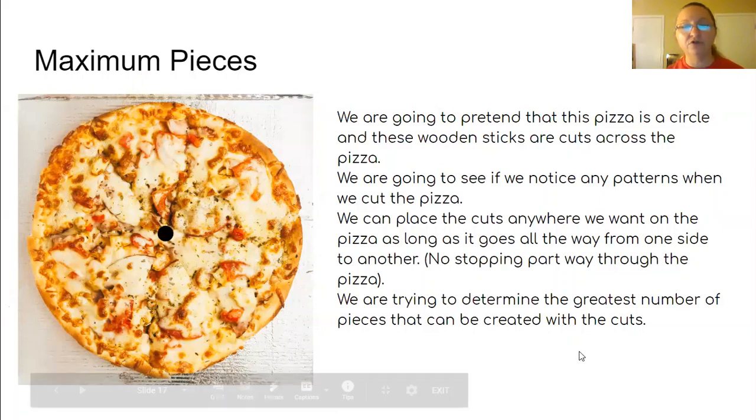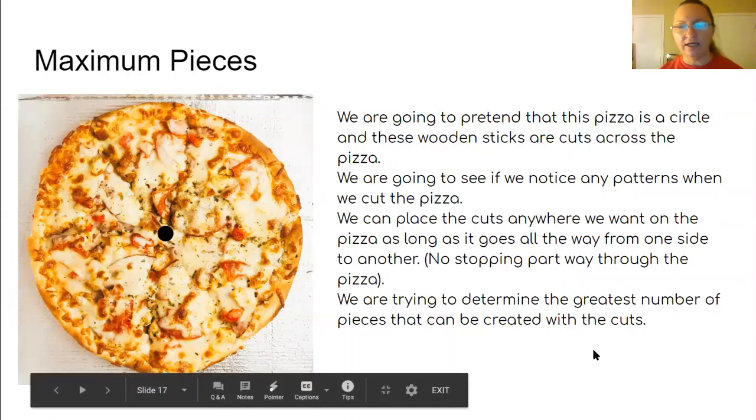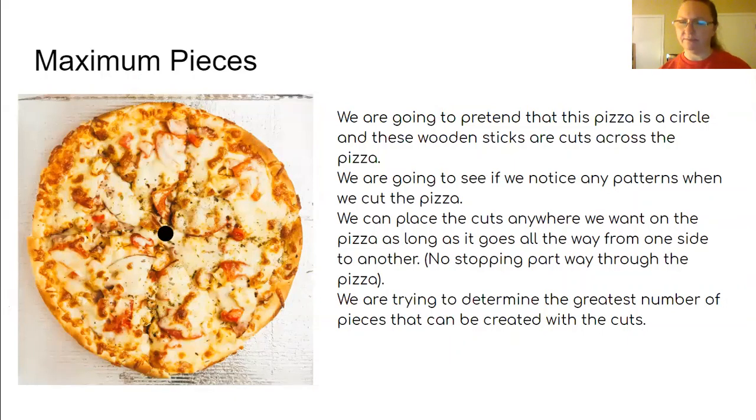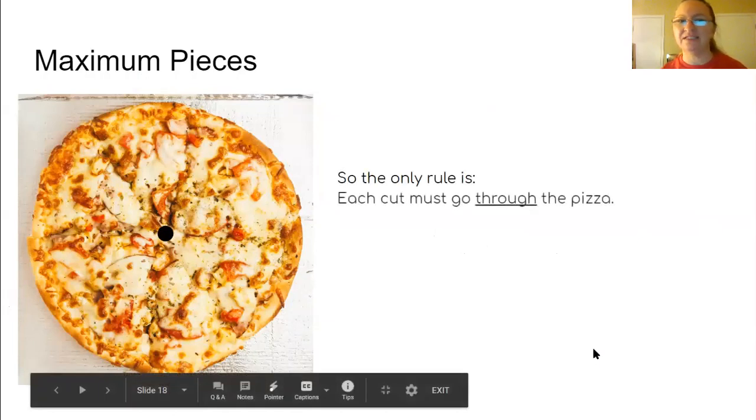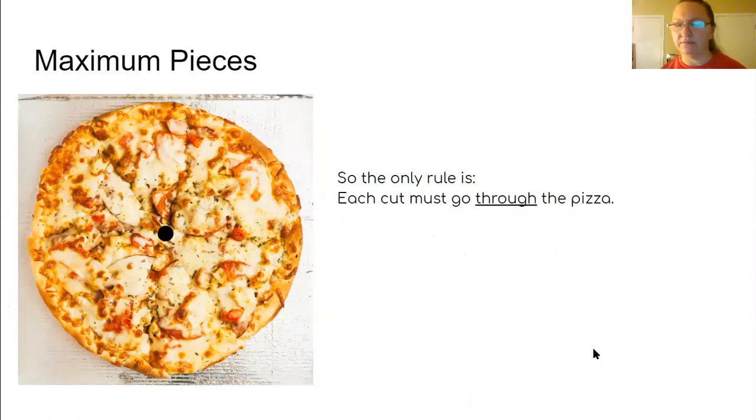There is a pattern to it. When you're trying to get the maximum number of pieces, you have to start strategizing. Again, I was very pleased with the students today because they figured it out after a little while. So the only rule is that the cut must go through the pizza. So when we're graphing this, it turns out that this is kind of a discrete graph. We're talking about only integers, integer inputs, integer outputs.